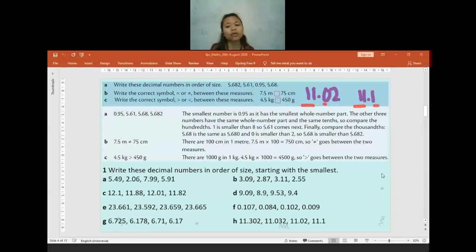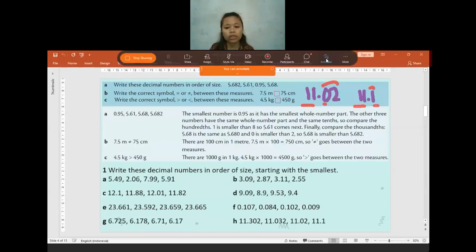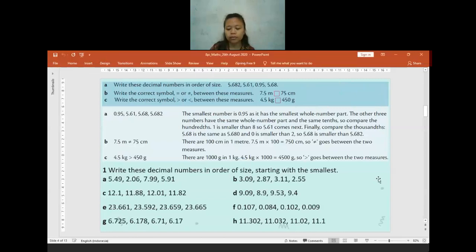Is there anyone who still gets confused, or is it already clear for those who asked me about 11.02 and also 11.1? Clear? So the first thing you have to do is check the place value first. So you compare after the decimal, this is 0 and the other one 1. Even though this has 2 digits and this only 1 digit, the number 1 is bigger because in the tenths place it is number 1. But at 11.02, the tenths place is 0. That's why 11.1 is bigger. Okay, if no one has confusion, I will move to the next question.